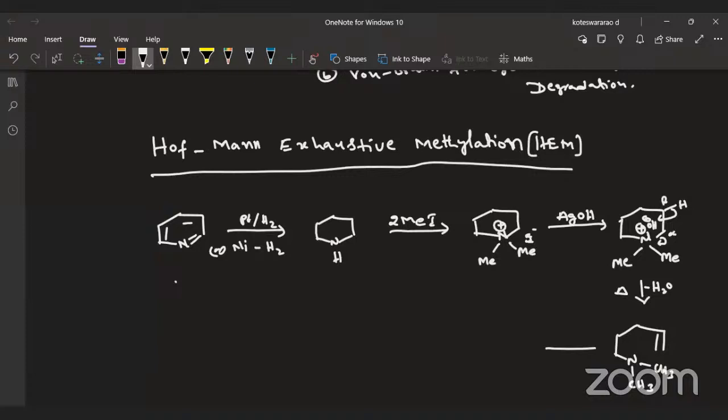Again, we need to perform the second step, the second HEM procedure. Again, you treat with methyl iodide. Up to this, the first HEM is completed, and we are starting the second HEM. Two times we are conducting the HEM, right? Again, it generates the quaternary ammonium.